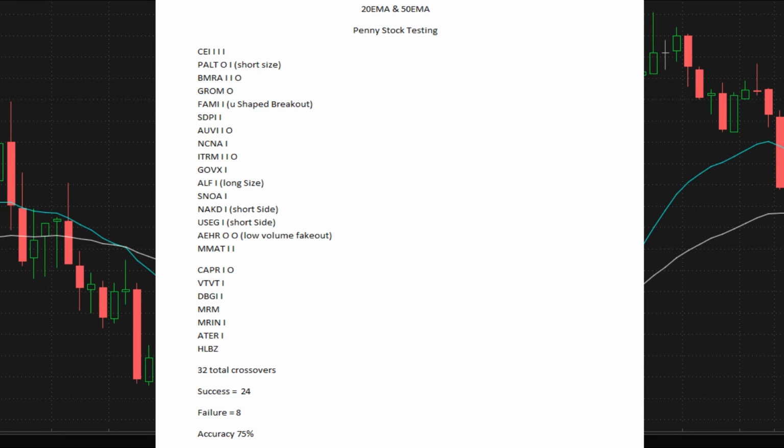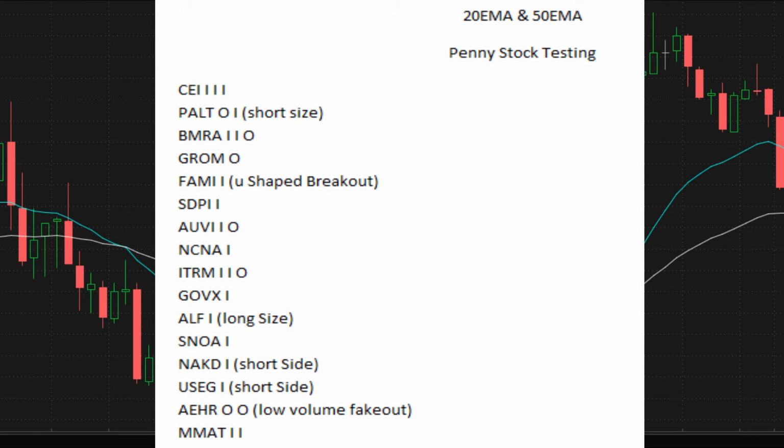Okay, so we got a ton of great information from this backtesting session. There's a lot of really useful things, specifically conditions, that we can use with this setup, the moving average crossover, to add to our trading system.